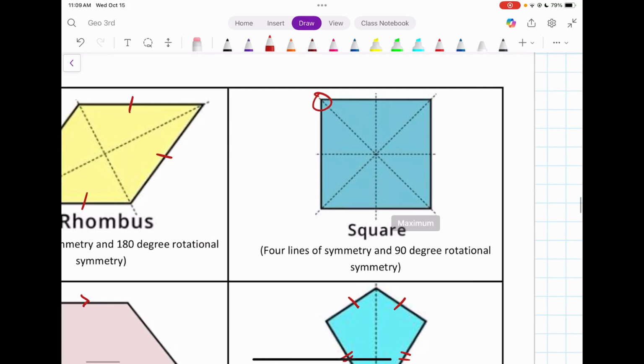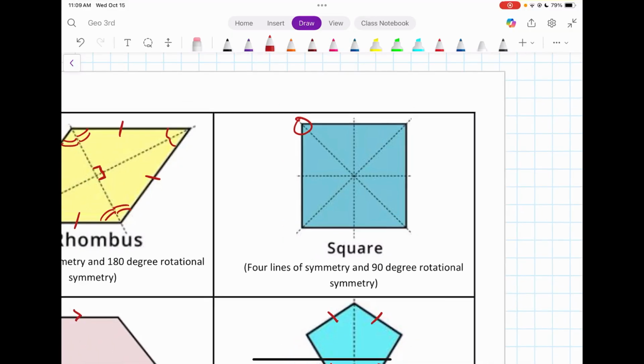So again, if you know about the symmetry, you can find all the different side and angle measures from just that. And then a square has all different types of symmetry. You've got rotational symmetry in addition to four different lines of symmetry. So here's what that creates.